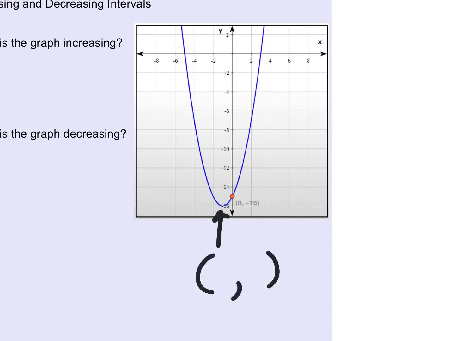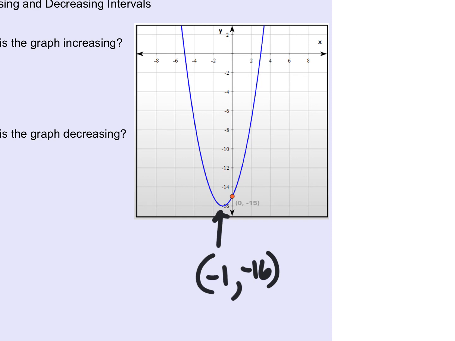Somebody be smarter than me last hour. -1, yep, -1, comma. How low does it go? -16. There you go. You're all smarter than me last hour. Okay, so there's the vertex.